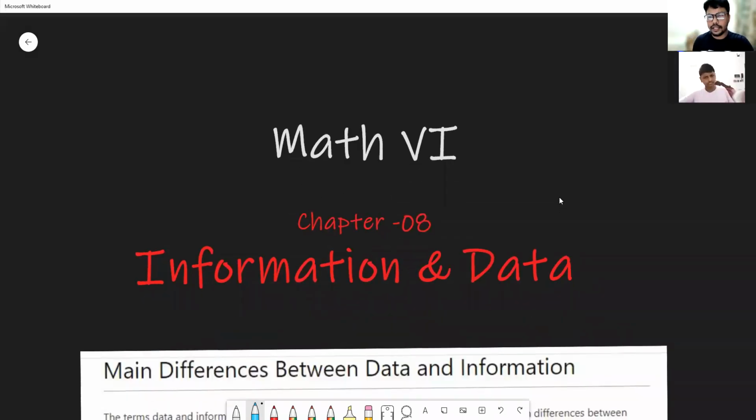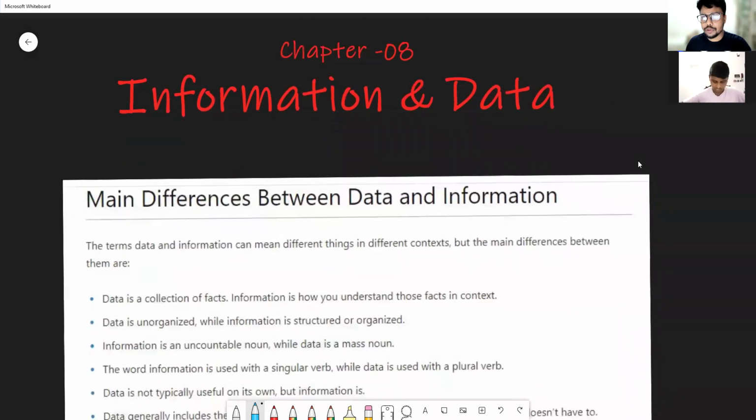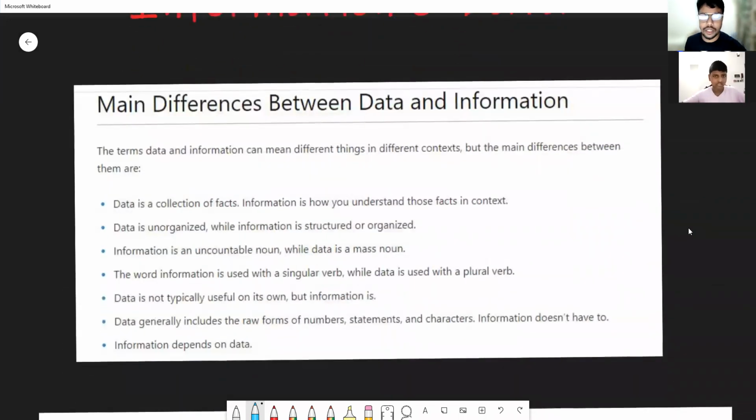This is the last chapter in your maths book, information and data. So first of all, we have to know what is information and what is data. Can you see the slide one? Yes. Okay. The main differences between data and information.